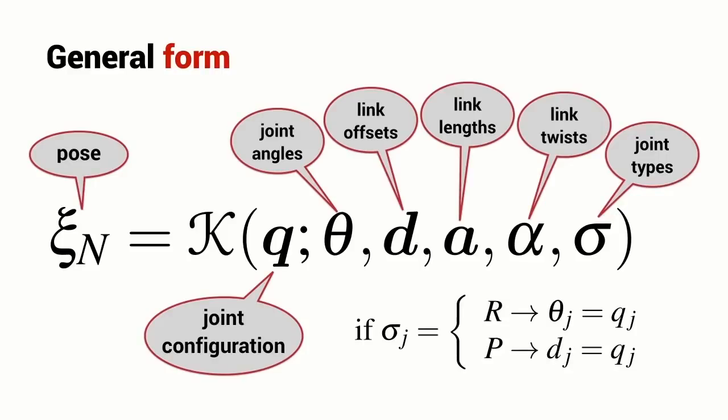Sigma is a vector that contains elements which are either R or P, and they indicate whether the joint is revolute or prismatic. In the case of a revolute joint, we substitute the corresponding element of θ from the corresponding element of q, and for a prismatic joint, we substitute the corresponding element of d from the corresponding element of q. All the other elements of d, θ, a, and α are constant.